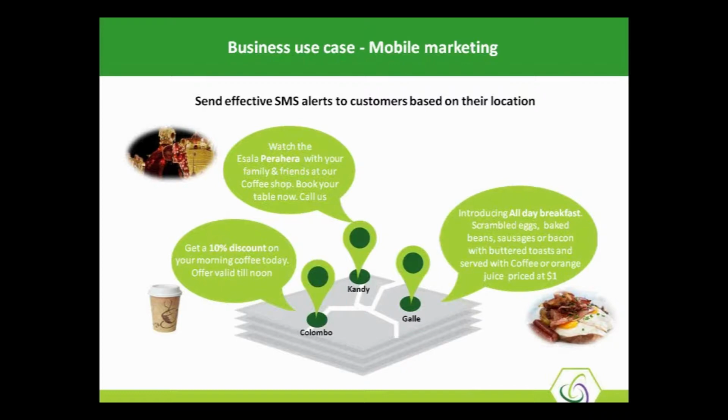The 10% discount SMS promotion will be directed only to the customers who are living in Colombo. The Perahera promotion will be directed to customers who are living in Kandy, and the breakfast menu will be directed only to the customers who are living in Galle. By doing that, what I make sure is I send the correct message to the relevant people. Again, we are using LBS or location-based service APIs in the application.